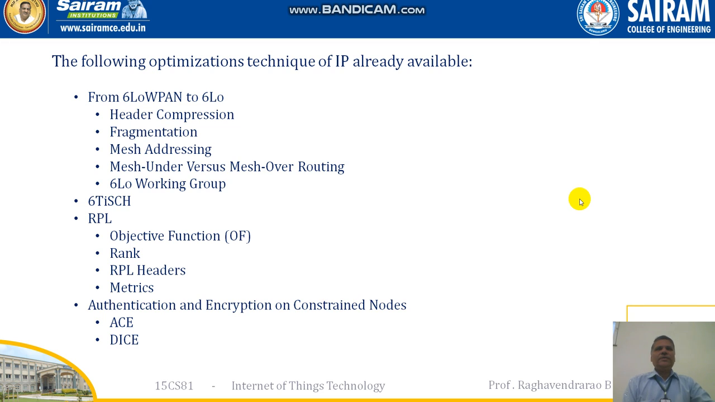So the following optimization techniques are there for IP. First is 6LoWPAN, the low power wireless personal area network. In this, header compression is there, fragmentation is there, mesh addressing is there, mesh-under versus mesh-over routing is there, and the 6LoWPAN working groups. And there is another protocol, 6TiSCH, and another one, RPL.